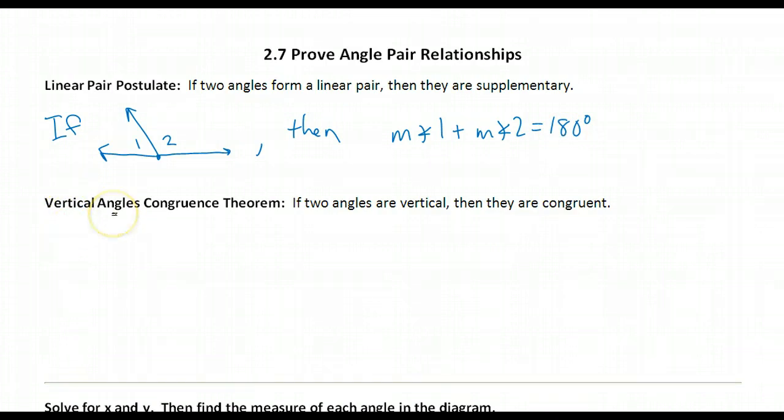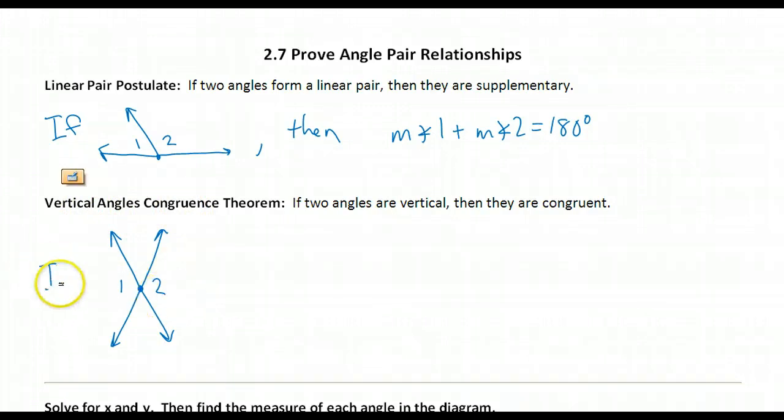We also defined vertical angles as two angles who share a vertex and the sides form two pairs of opposite rays. So this angle and this angle are vertical angles. The vertical angles congruence theorem gives us more information about those two angles. If two angles are vertical, then those two angles will be congruent to each other.